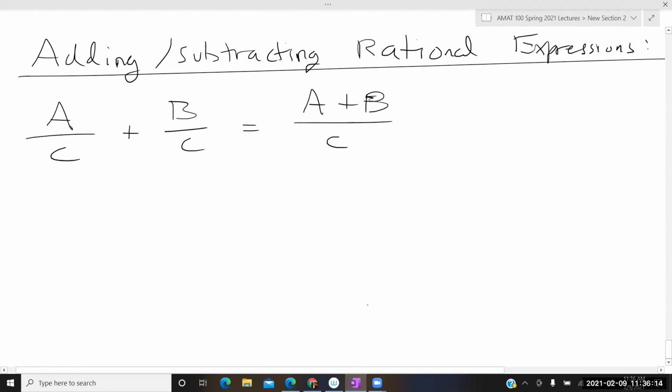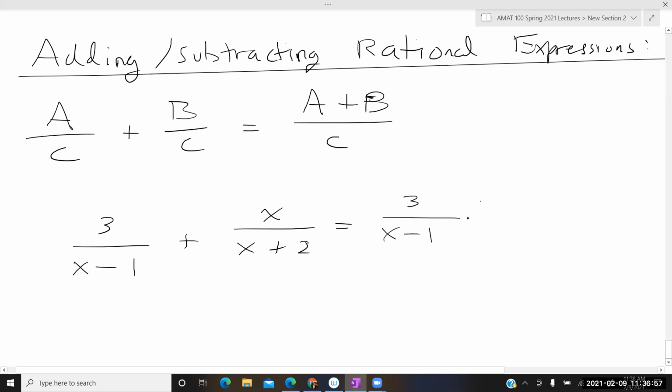Now, we're not always going to be given two fractions with the same denominator, so we have to do this process of finding a least common denominator. So let us look at an example: 3 over x minus 1 plus x over x plus 2. In this example, we don't have the same denominator, but we can find the least common denominator. The way to do this is to take the product of the two denominators, and that will be the least common denominator. So we just have to manipulate these fractions a little bit.